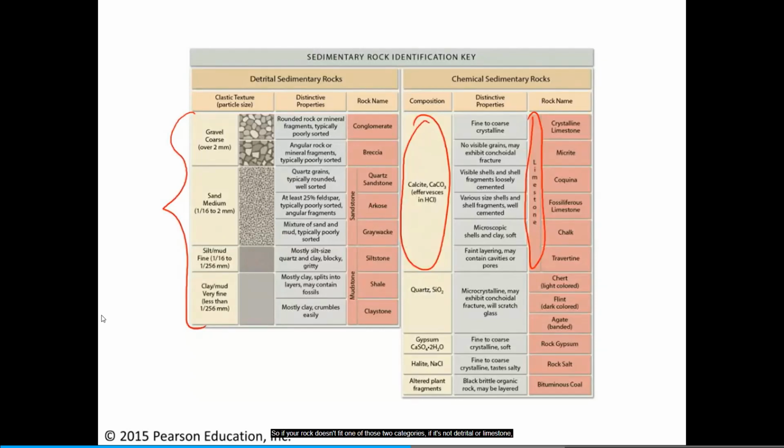So if your rock doesn't fit one of those two categories, if it's not detrital or limestone, then it might be one of these other possibilities down here. We could have really fine-grained quartz, which is going to be so fine-grained you can't see the individual grains, but it'll scratch glass, so it's nice and hard, and it may have a conchoidal fracture. Depending on the color, that gets one of several different names. It could be gypsum, in which case you can scratch it with your fingernail. Halite would taste salty, and altered plant fragments make coal. That coal is going to be distinctive because it's black and it's brittle.